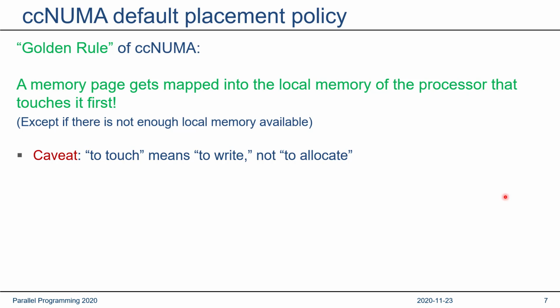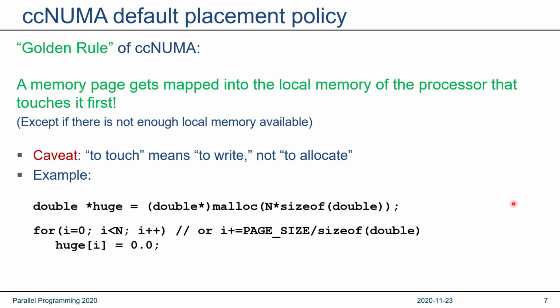And this distinction is critical for understanding what's going on in programs that have teams of threads that span multiple NUMA domains. So here's an example. This is a typical piece of code that could appear in any simulation code. We have a malloc call here, allocating a huge big chunk of memory, n times size of double, converting the pointer to double pointer, and then assigning it to some pointer called huge.